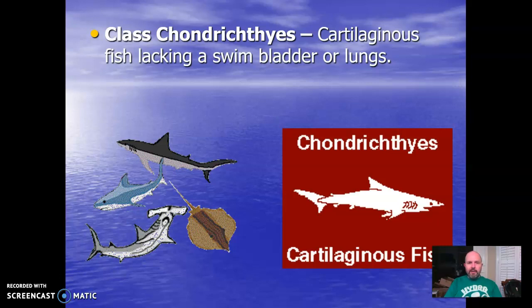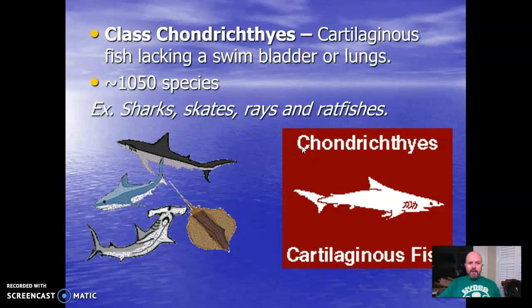They are lacking some of the characteristics we'll see in the next group. They do not have a swim bladder, which is an organ used to maintain buoyancy in the water, nor do they have lungs, which may seem surprising that we're talking about lungs when it comes to fish, but we'll get there. So cartilage fish, there are about 1,050 species identified of Chondrichthyes. Everything from sharks, which I'm sure you're familiar with many kinds of sharks, skates, which are kind of flat-looking chondrichthyans, rays, which are much larger chondrichthyans, but still flat, and ratfish, which look kind of like little mini sharks.